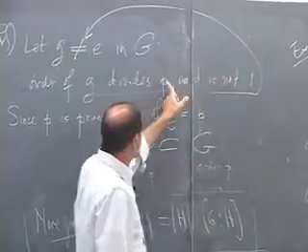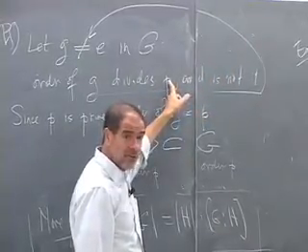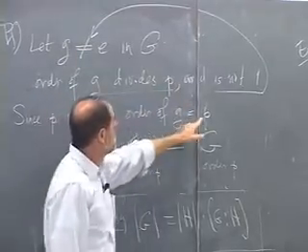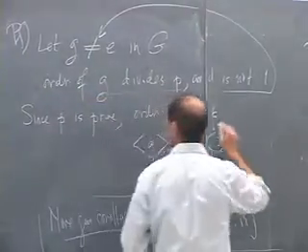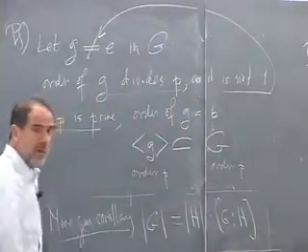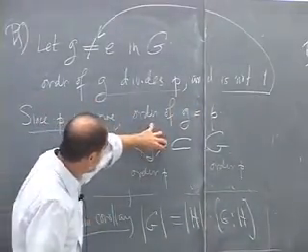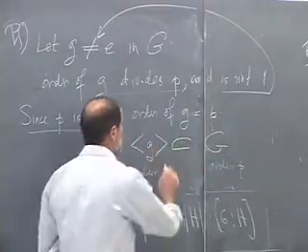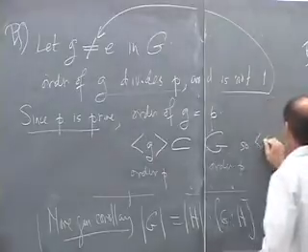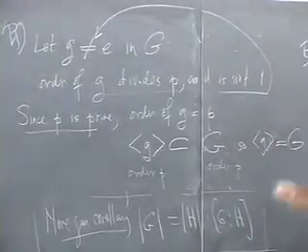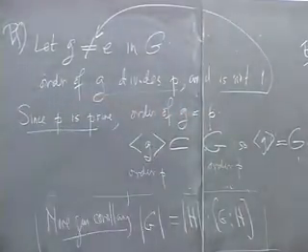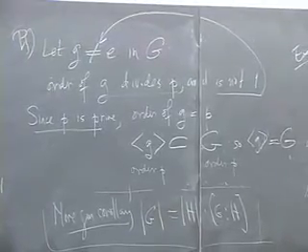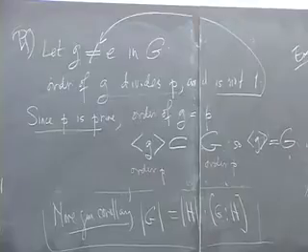But since p was assumed to be a prime number, the only divisors of it are 1 and itself. Therefore, the order of g has to be equal to p. And therefore, the subgroup generated by g has the same order as the group itself. Therefore, it's equal to the group. And that proves the first statement, that G is a cyclic group generated by any non-trivial element. Because I took any element not equal to the identity, it generates the group.